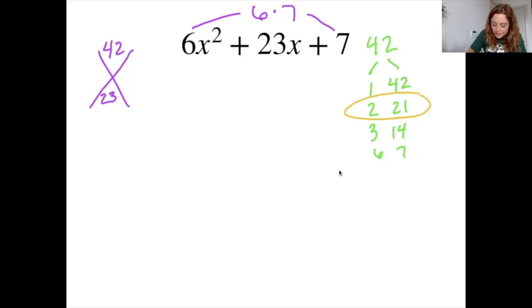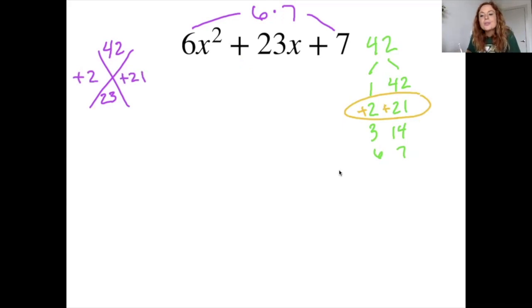Okay, and then because that 23 is positive, because it's a positive 23, you can see it there or there, that means that they are both going to be positive numbers. So we fill in our x: positive 2, and positive 21.